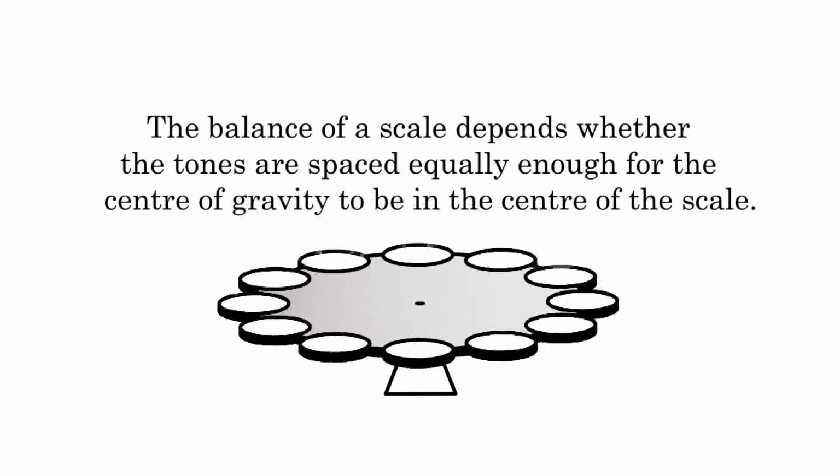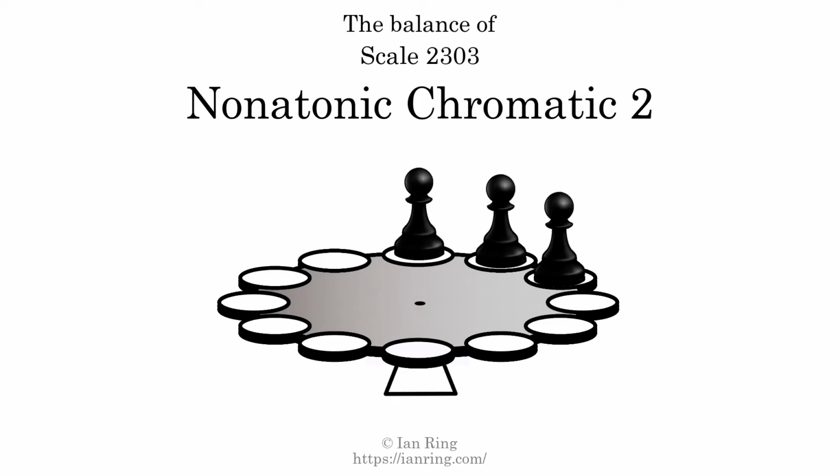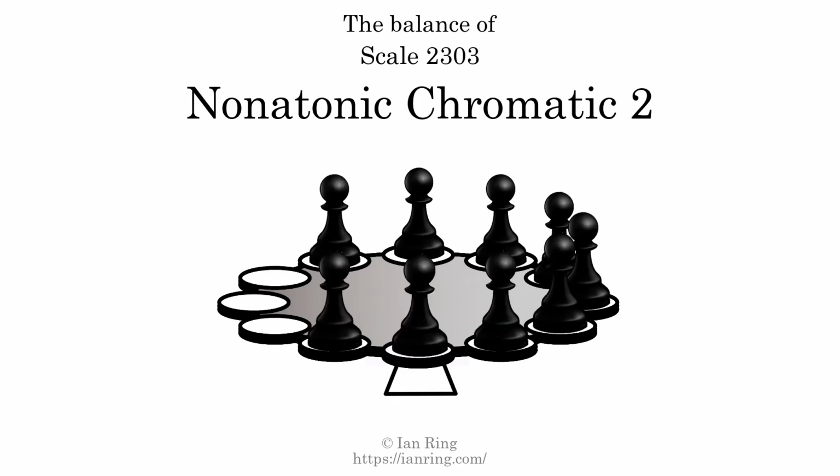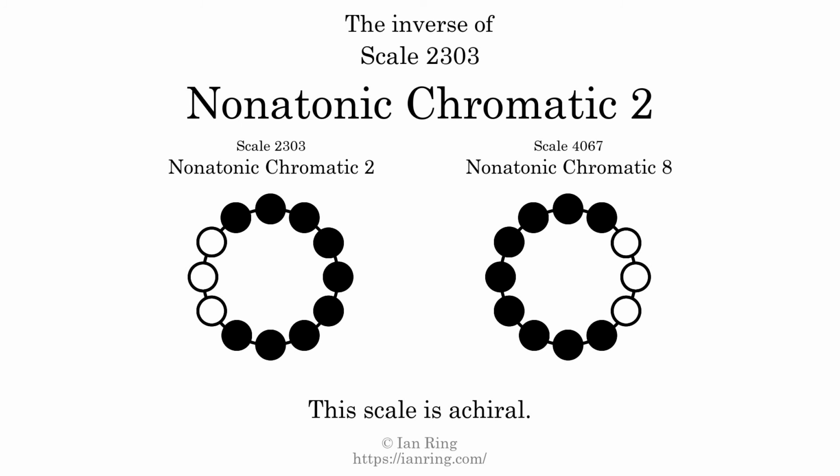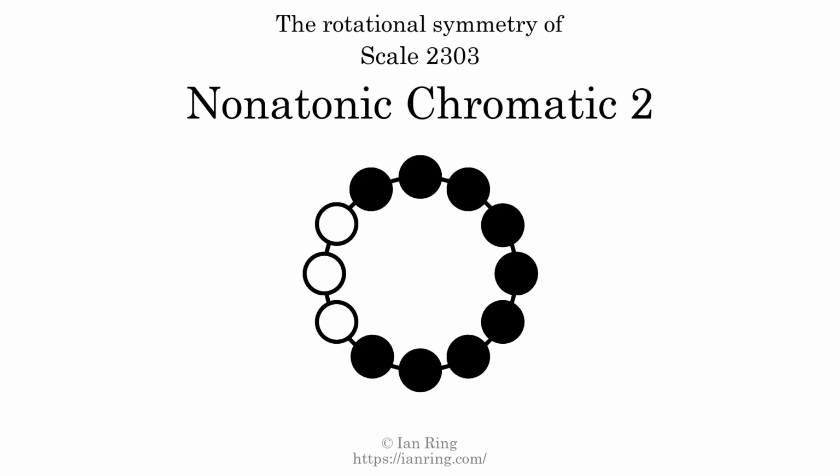Here, the balance of a scale depends on whether the tones are spaced equally enough for the center of gravity to be in the center of the scale. This scale is not balanced. The inverse of a scale is a mirror image. It is what you get when the sequence of intervals is reversed. The inverse of this scale is scale 4067, also known as Nonatonic Chromatic 8. This scale is achiral, since it can transform into its own reflection by a rotational transformation. This scale has no rotational symmetry.